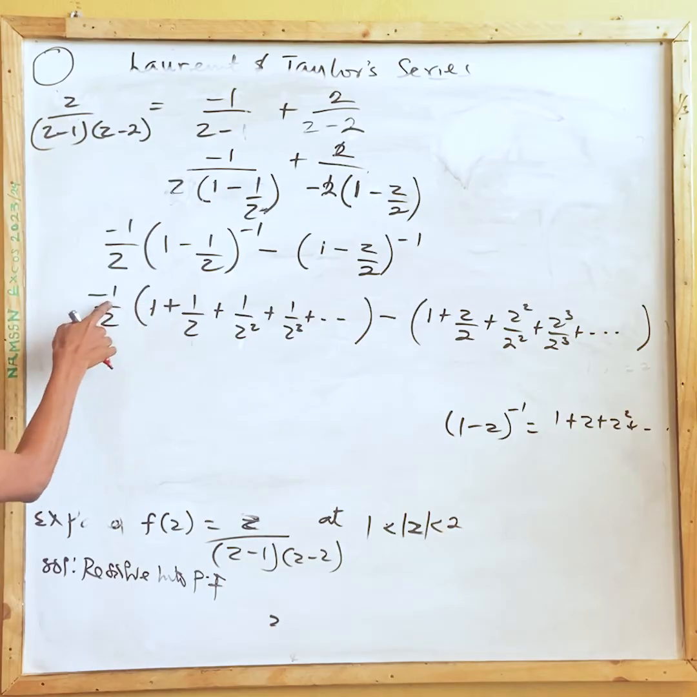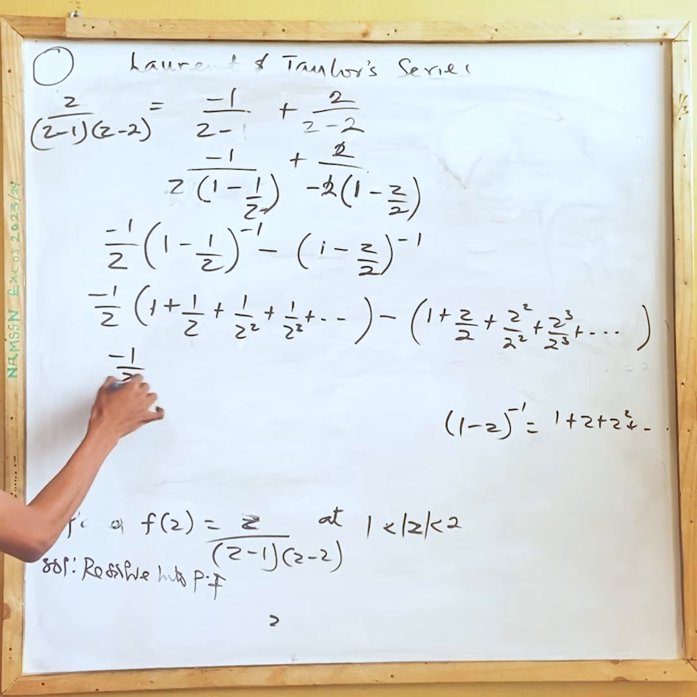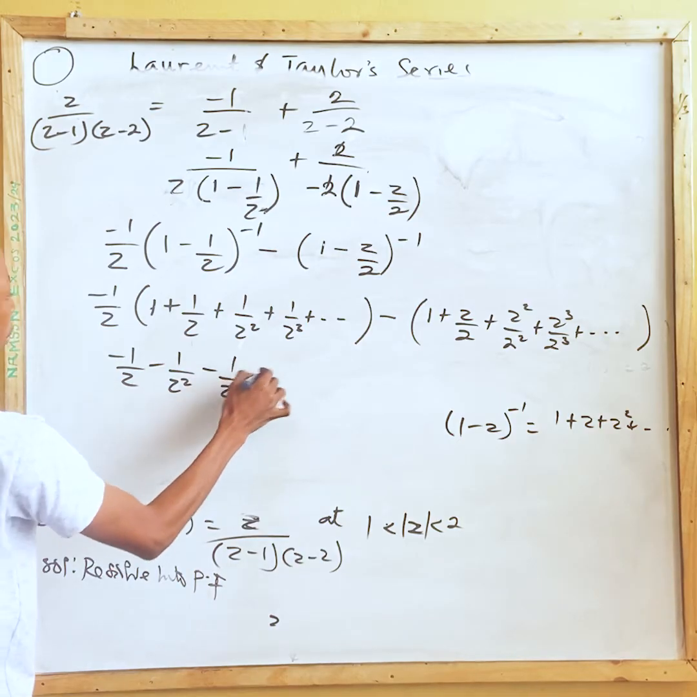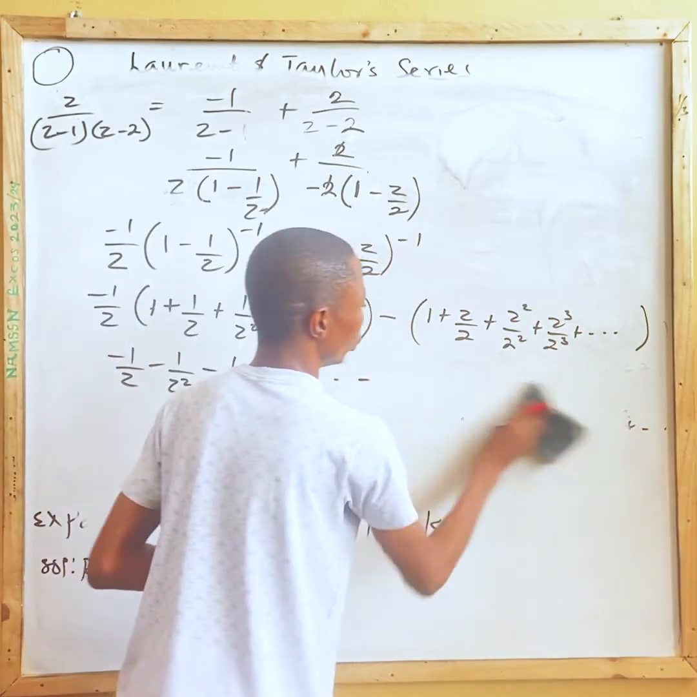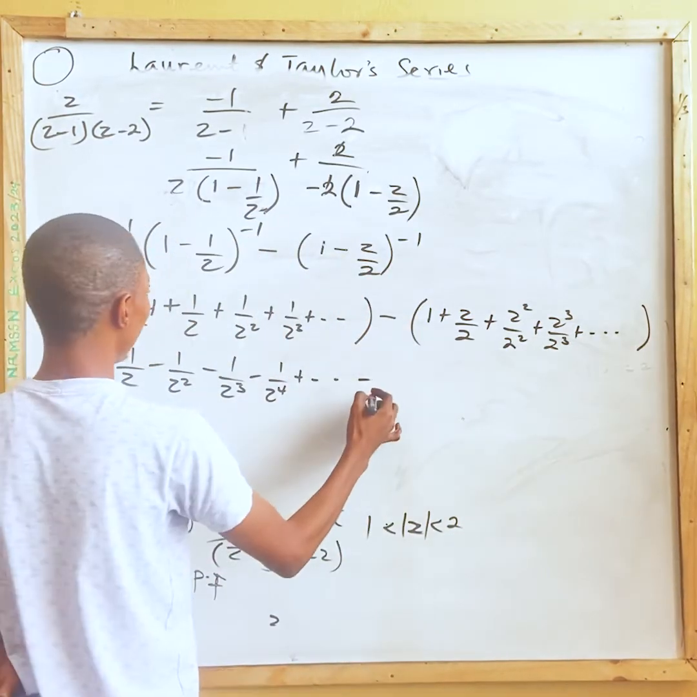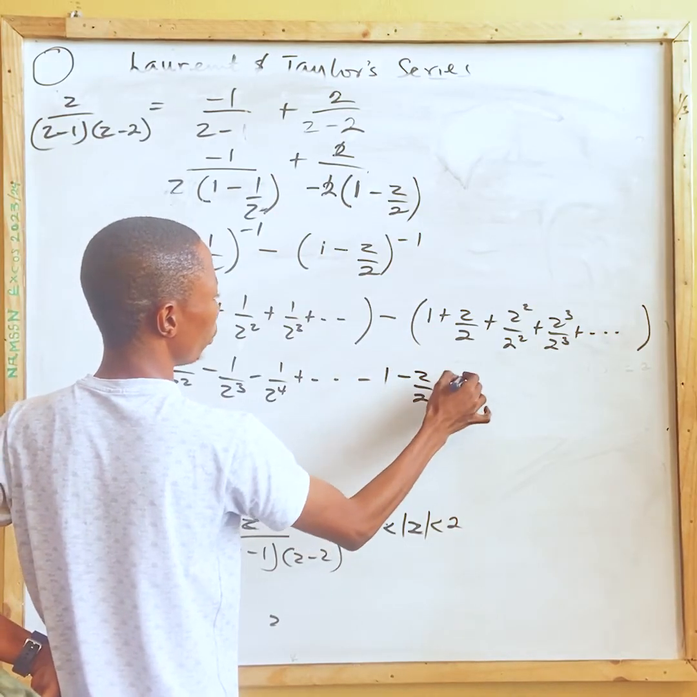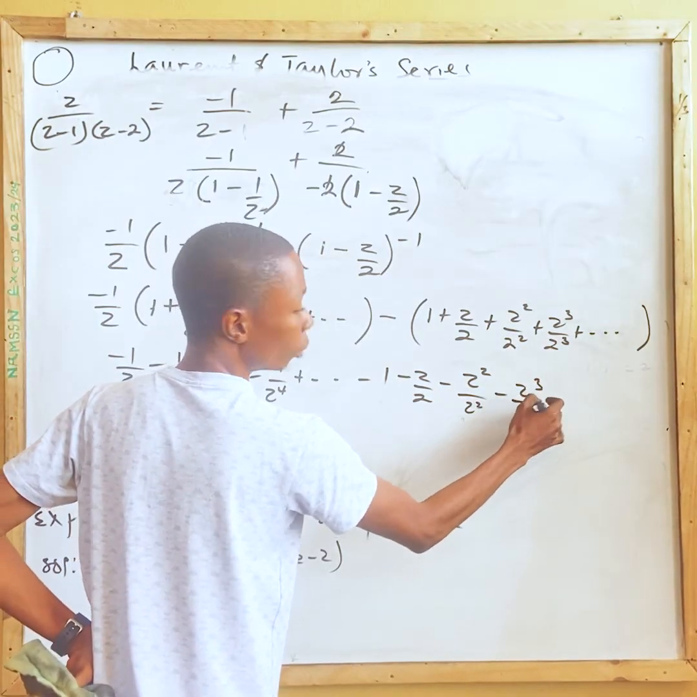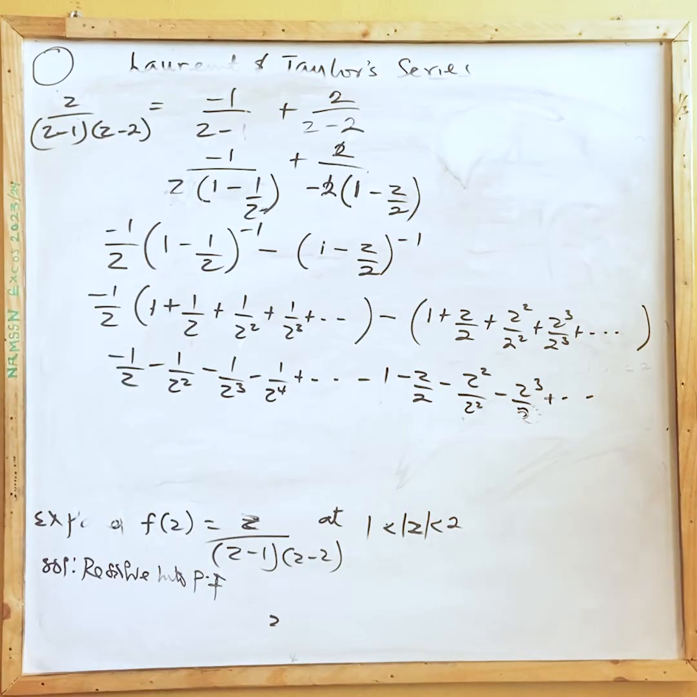Okay, open the bracket here with minus 1 over z. If I open the bracket with minus 1 over z, this will be minus 1 over z, minus 1 over z squared, minus 1 over z cubed, minus 1 over z raised to power 4, plus dot dot dot, minus. So open the bracket. If I open this one, this will be minus 1, minus z over 2, minus z squared over 2 squared, minus z cubed over 2 cubed, and so on. So collect like terms.